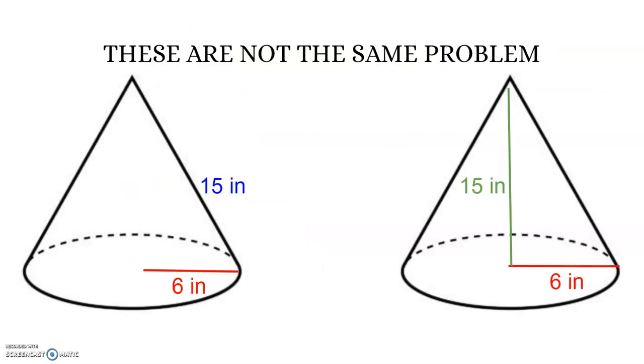So it's really important to note that these are not the same problem. Yes, they have the same numbers, but they're definitely not the same problem. The one on the left, they give you the slant height, the height on the surface. You just substitute the 15 into the formula and you can solve. The one on the right, they give you the height of the cone. And in that scenario, you have to go through the additional step of the Pythagorean theorem to solve for the slant height on the surface. And then you would use that value to find the surface area of the cone.